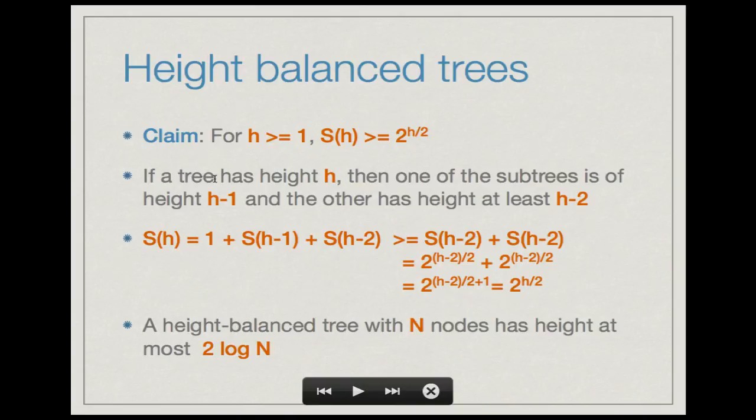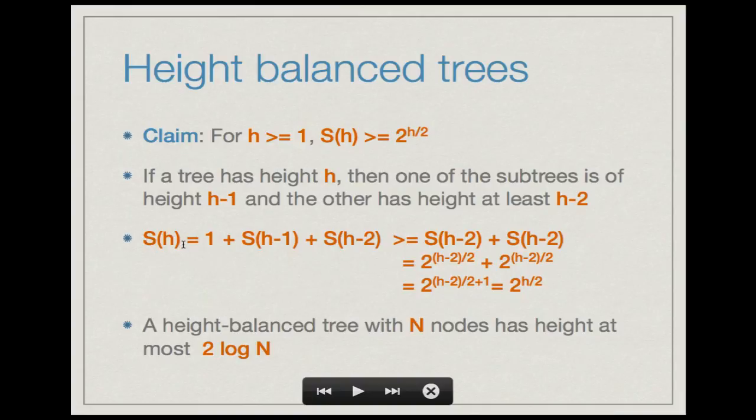In general, if a tree has height h, then one of its subtrees is of height exactly h minus 1 and the other has height at least h minus 2. Now, the height of a tree is defined to be 1 plus max of the height of the 2 subtrees. So, one of the subtrees definitely has to have height exactly h minus 1 and the other subtree cannot have height smaller than h minus 2 because that would violate the height balance property.